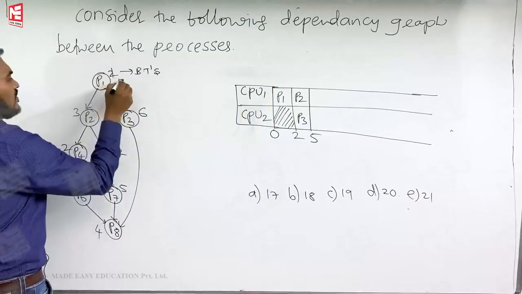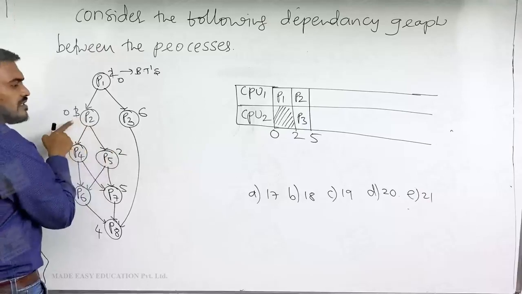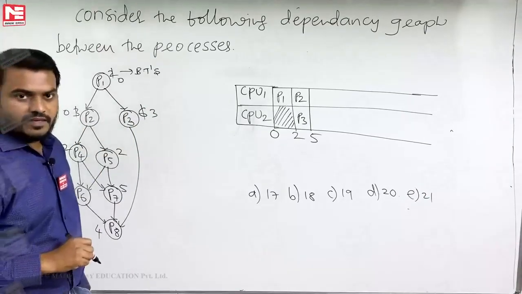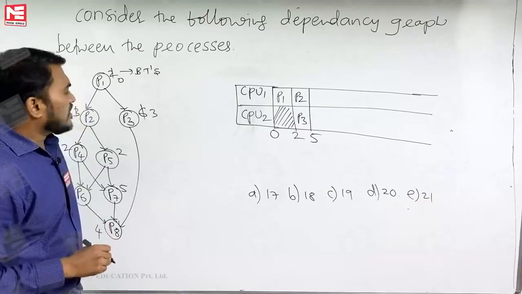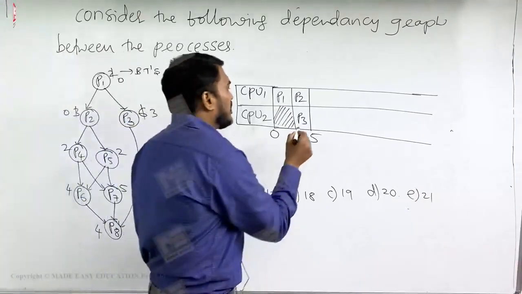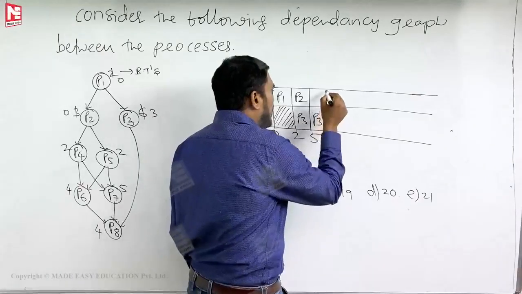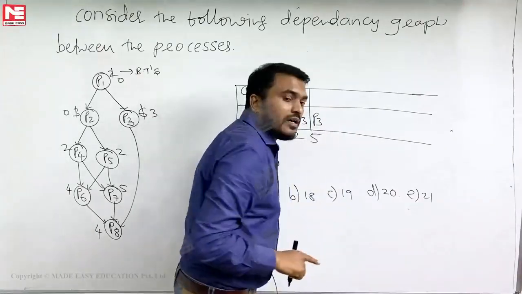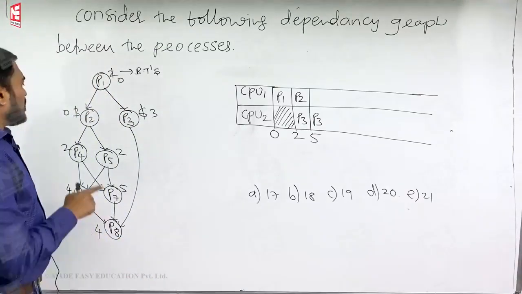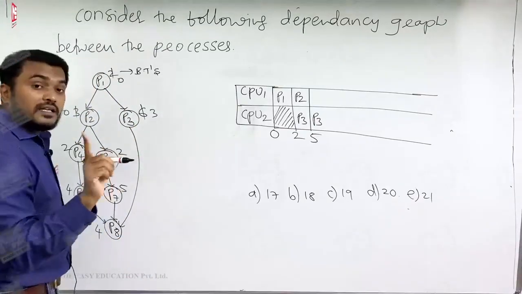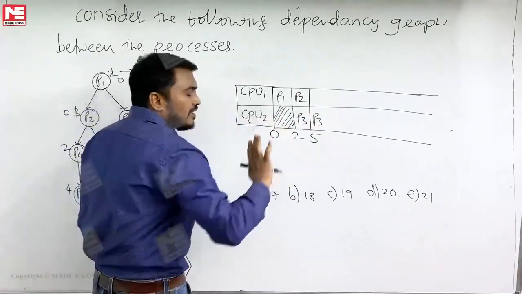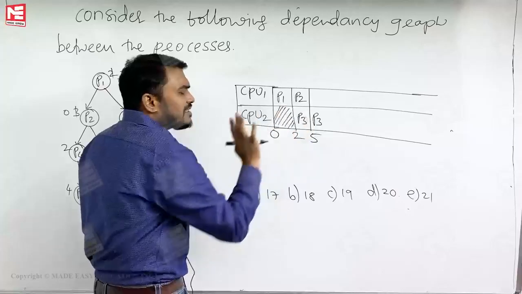So what will the remaining time be? Now P2 is finished, so this becomes 0. Its 3 is completed, so the remaining time will be 3 here. Correct. Now understand: P3 still requires 3 units of time. Remember, P3 is still continuing. We have not preempted. Listen carefully, I have not preempted. P3 is still continuing. I am writing it like this just to make it easy.